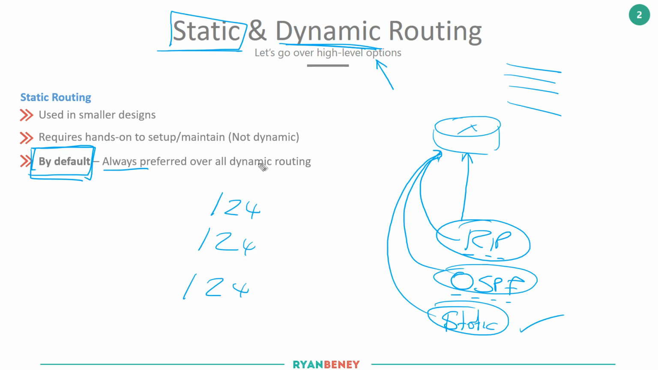The route selection process, as I said, we'll get into in more depth later because it can get complicated, but we will understand the very high level basics which is required for the ICND1 or the CCENT.